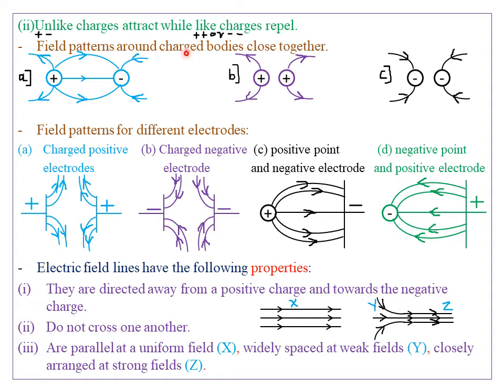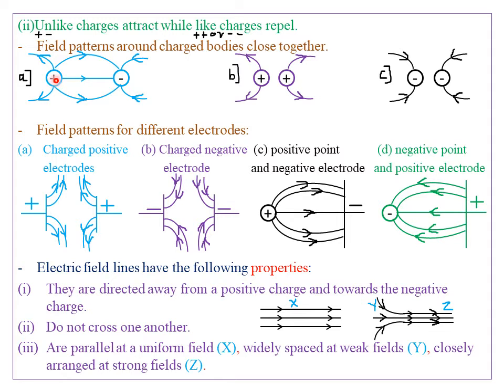Then we look at the field patterns around charged bodies which are close together. So let's start with the field pattern around a positively charged body and a negatively charged body. From the law of electrostatic charges, we have just said that unlike charges will always attract while like charges will always repel each other. You have also seen that the electric field lines will always move from the positive terminal or the positive charge, and they always enter the negative charge.